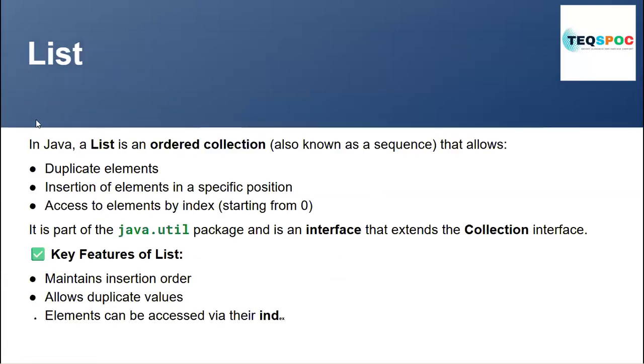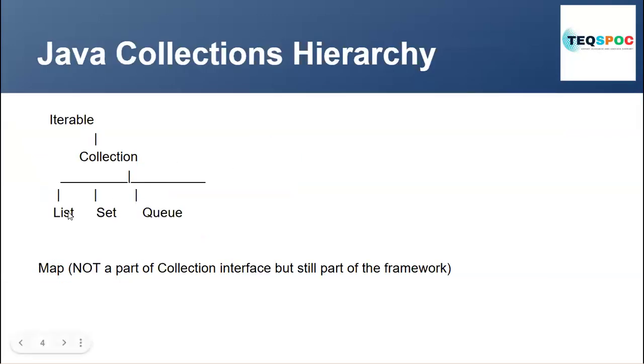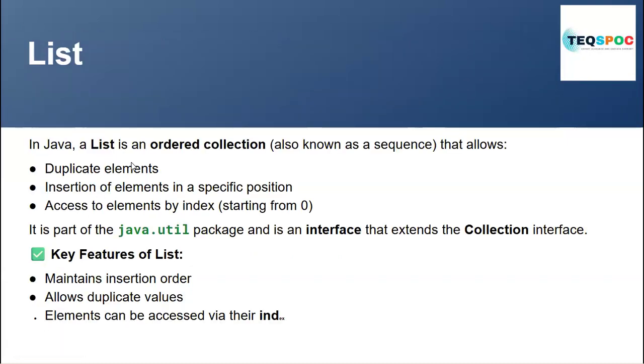What is list? Now we are talking about the list type. In Java, list is an ordered collection, also known as sequential. And inside a list, you can store duplicate elements. You can insert an element at a specific position, in any position you can add the value in a list.